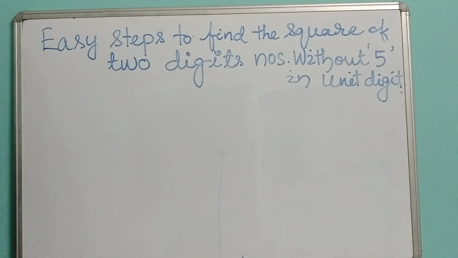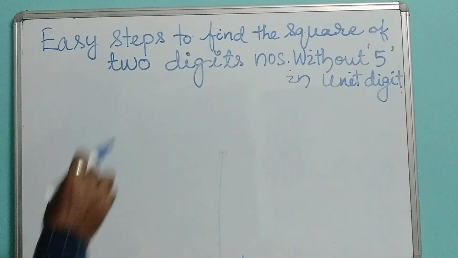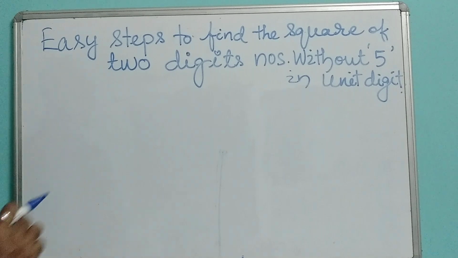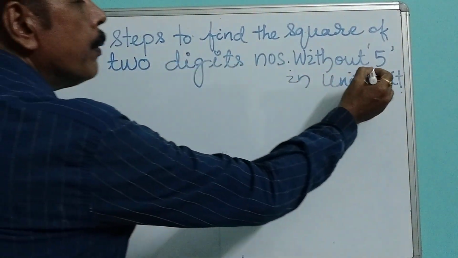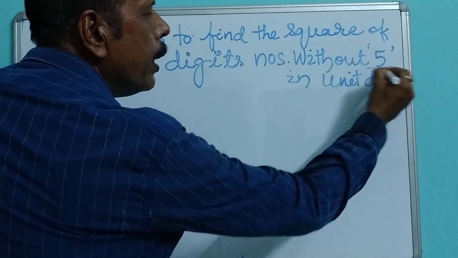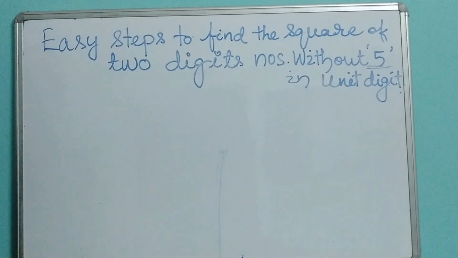Last class we learned the squaring of numbers having 5 in the right-hand side digit, but today I am going to tell you a very easy method to get the squares of numbers that do not have 5 in the right-hand side digit.